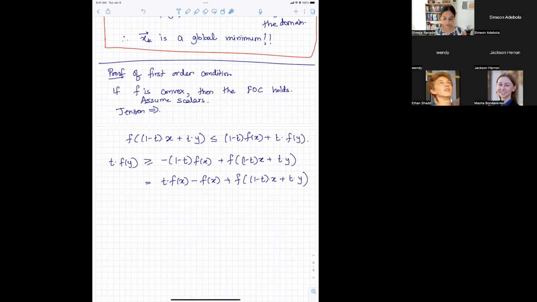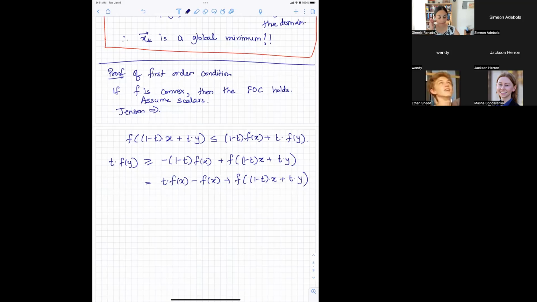Okay, so I wanted to have f of y and f of x plus something, right? That's what I wanted. I'm kind of getting there. I have this and I have this. So what do you feel like doing here to make it look more like the first order conditions that we want to get to? What's an idea?